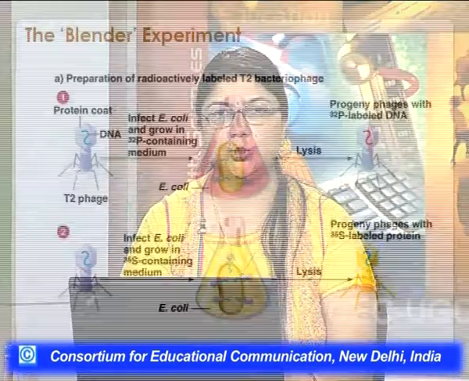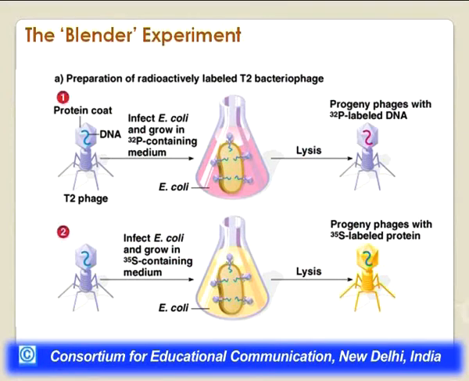wall. The experiment done by Hershey and Chase was commonly called the blender experiment, and what they did was they prepared the radioactively labeled T2 bacteriophage. As we saw in the bacteriophage, there was a protein covering outside and there was a DNA present inside the head. Now the chemical composition of protein and DNA differs because protein contains sulfur whereas DNA does not, and DNA contains phosphate whereas protein does not contain phosphate.